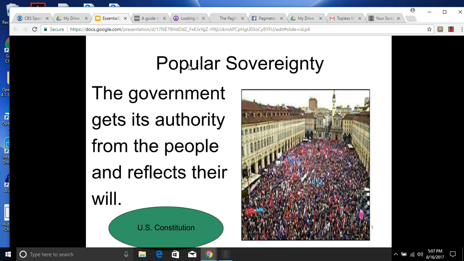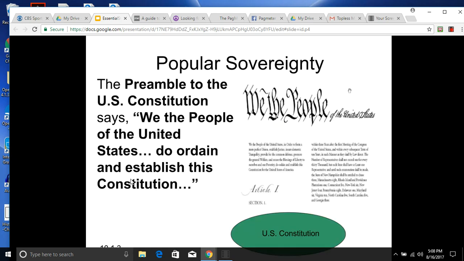A third characteristic of our Constitution is a concept known as popular sovereignty. This is a big fancy word. I always try to look for the middle part of this word, the part that says reign, which refers to power. So popular sovereignty means power basically from the people. The government gets its authority from the people and reflects their will under this system, not from some king or from God or somewhere else, but the people.